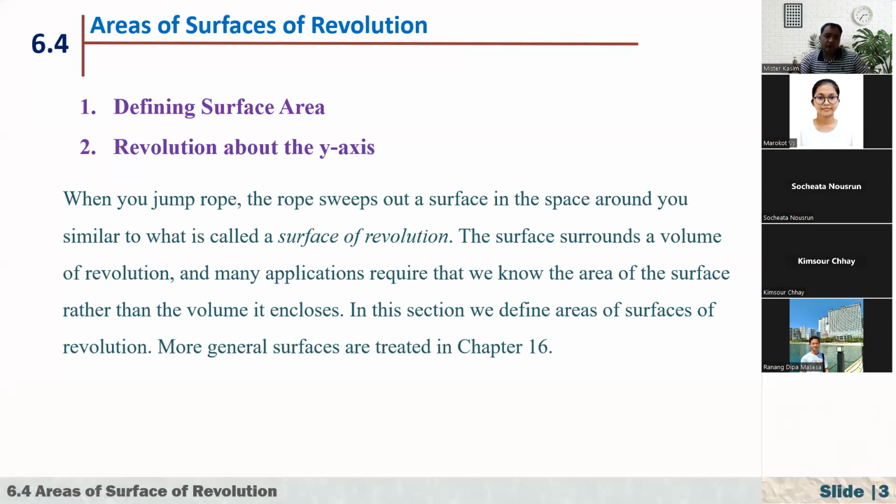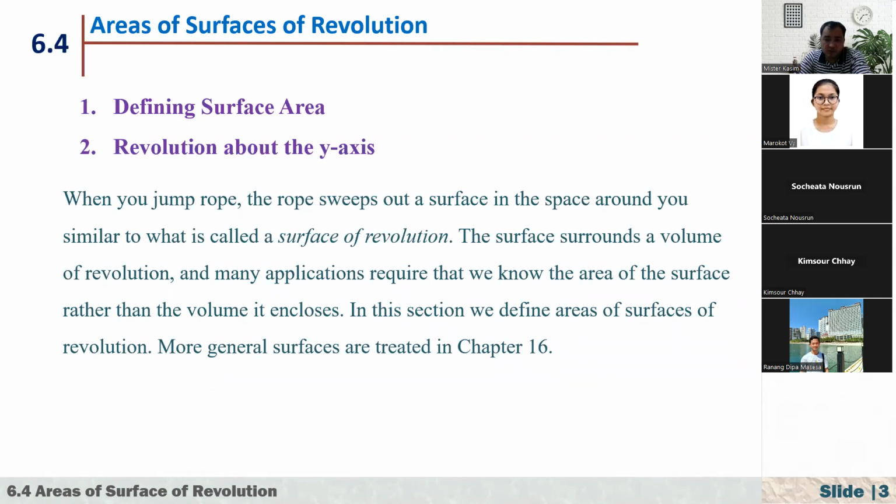So now we are going to use the ideas in 6.1 and 6.2 and 6.3. And now we're going to add one more tool. Now we're going to deal with the surface area of a solid, which is obtained by revolving a region about the x-axis or y-axis or about some horizontal line or a vertical line. So when you jump rope, the rope sweeps out a surface in the space around you, similar to what is called a surface of revolution.